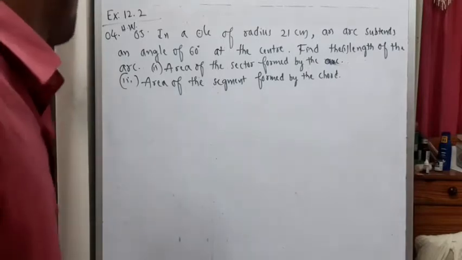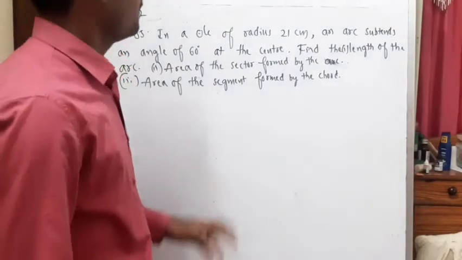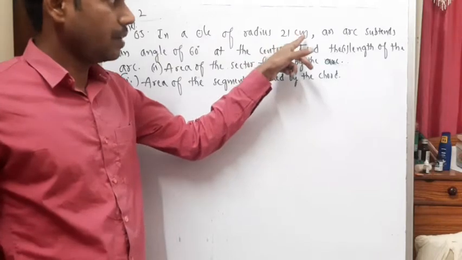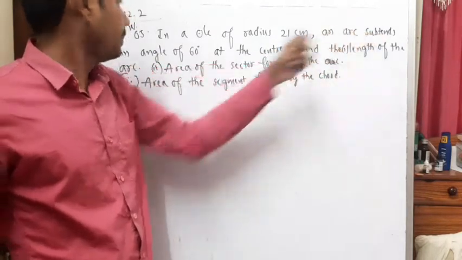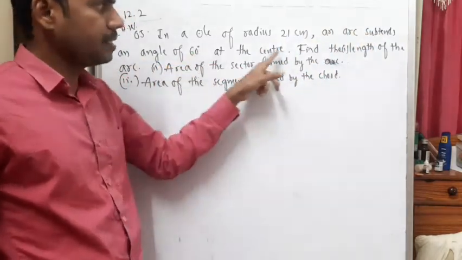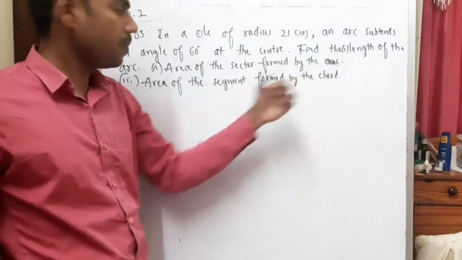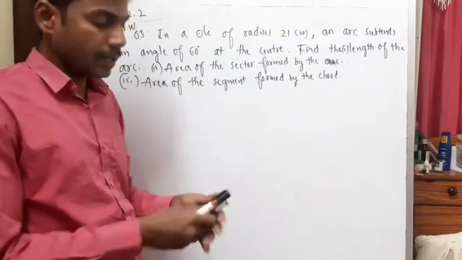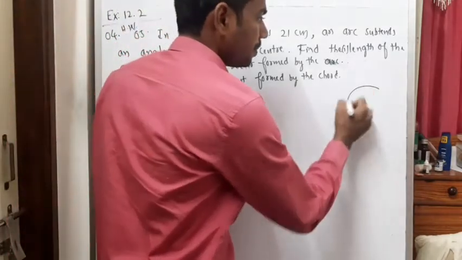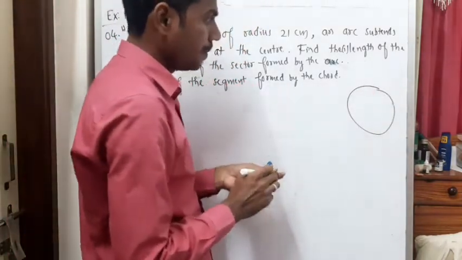So the fourth question will be homework. Fifth question: In a circle of radius 21 centimeter, an arc subtends an angle of 60 degree at the center. Find the length of the arc, the area of the sector formed by the arc, and the area of the segment formed by the chord. Suppose this is a circle.